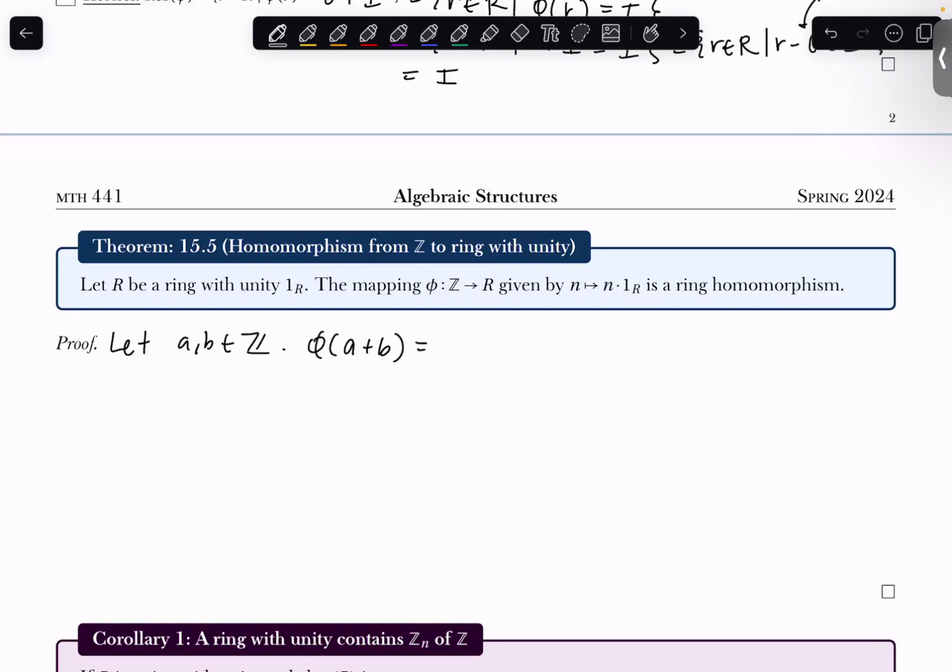Okay, this is saying add 1 to itself r times. Add 1 to itself a plus b times. Okay, that's the same as thinking add 1 to itself a times, and then add that to 1 added to itself b times. So we really can separate these.